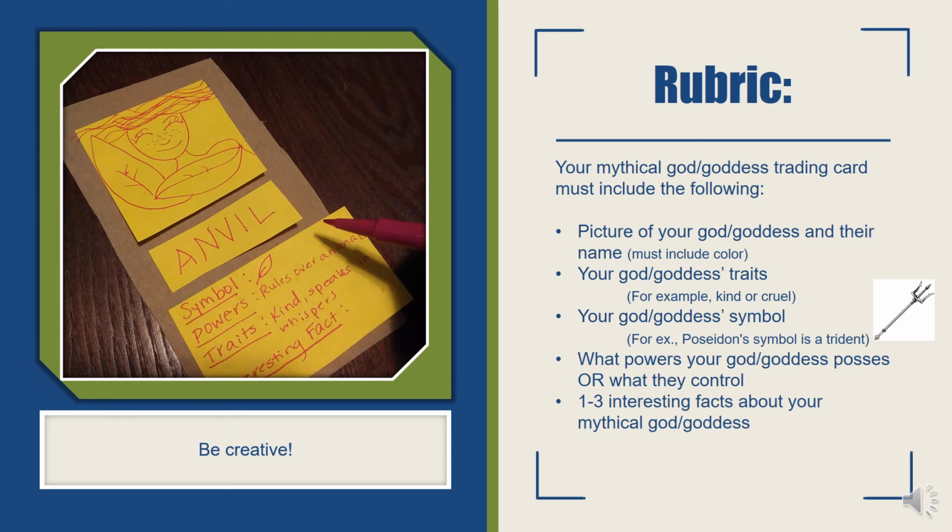I also am including her traits. So I've said there that she's kind, that she speaks in whispers. I also need to add more information that I want to add. And then I also am going to include her symbol. For example, Poseidon's symbol is a trident, and Zeus's symbol is a lightning bolt. So Anvil's symbol, something that represents her, is going to be a leaf. I feel like that makes the most sense.